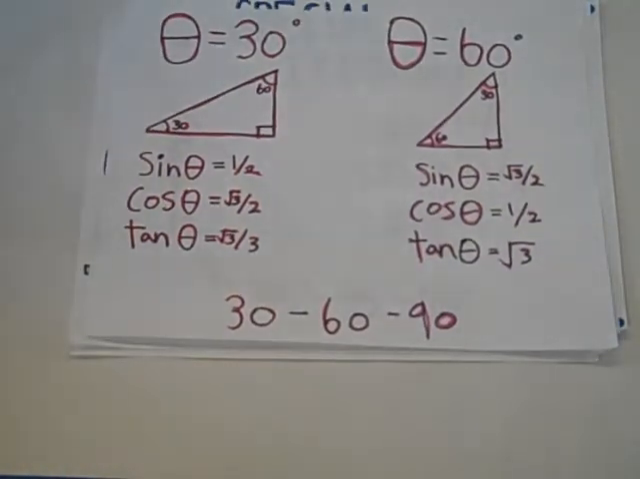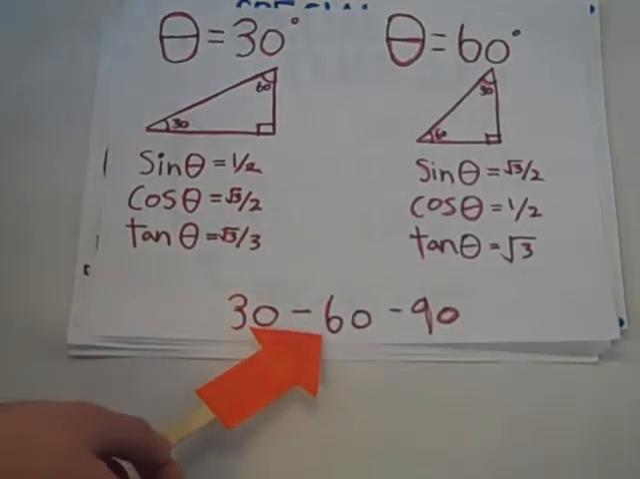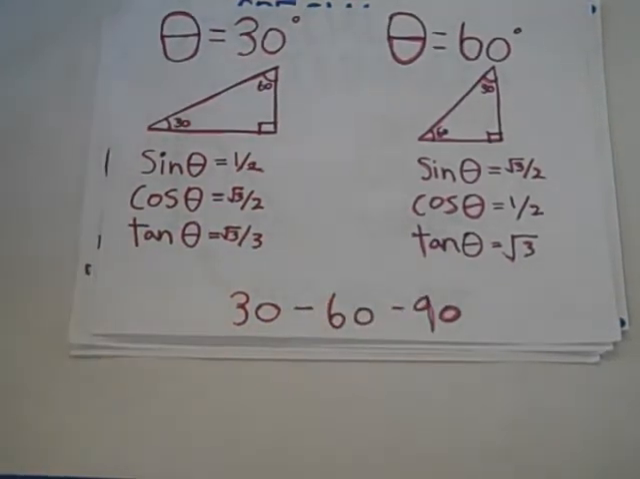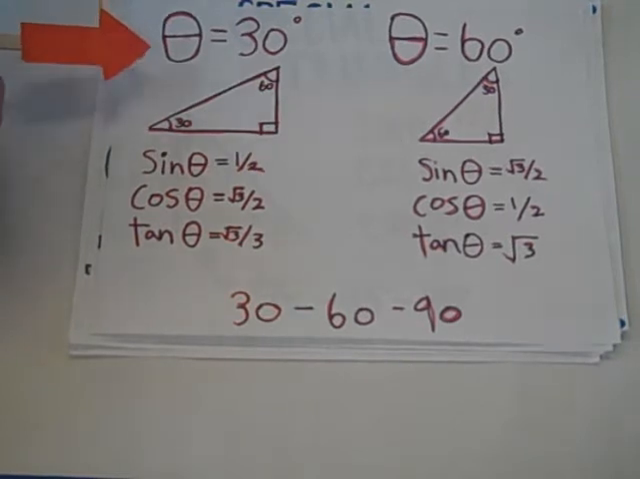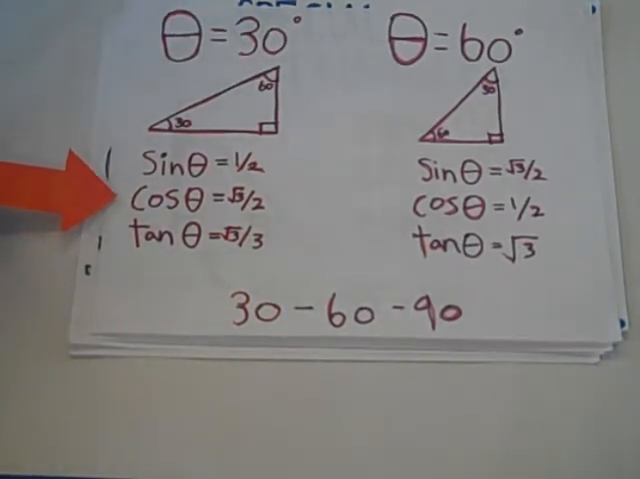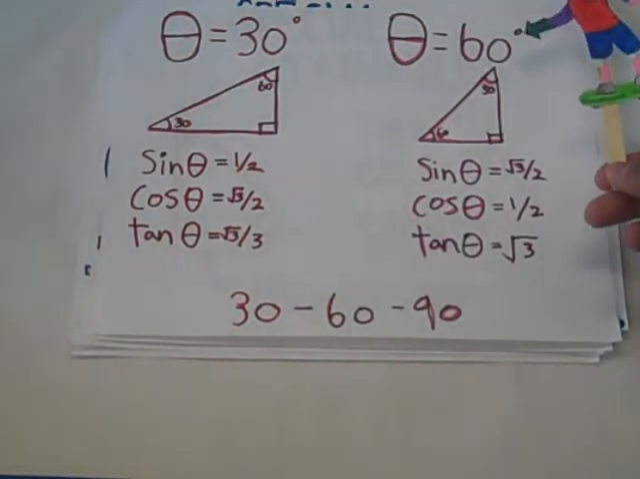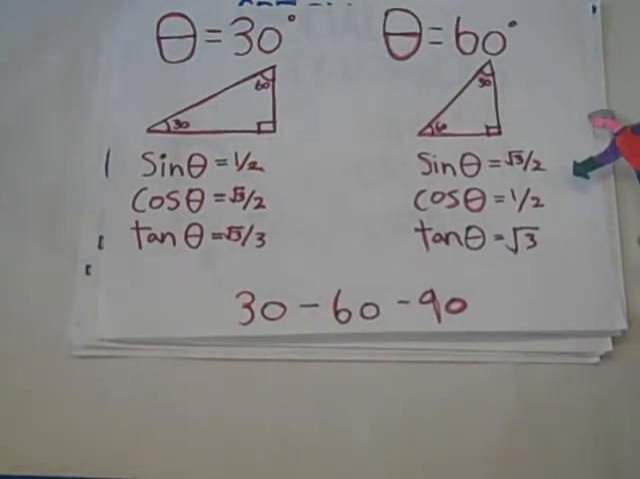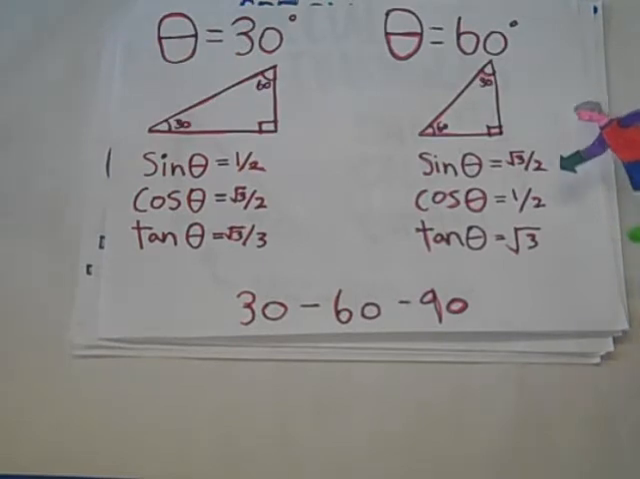The second special triangle has angles 30, 60, and 90 degrees. If 30 represents theta, then sine equals 1/2, cosine equals root 3 over 2, and tangent equals root 3 over 3. If 60 represents theta, then cosine equals root 3 over 2, sine equals 1/2, and tangent equals root 3.